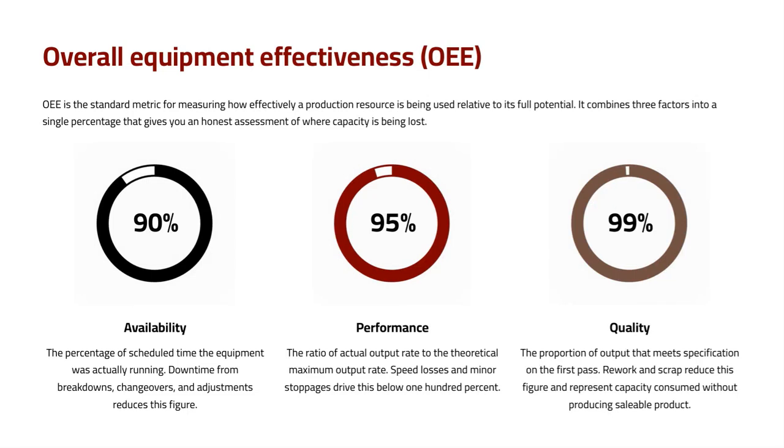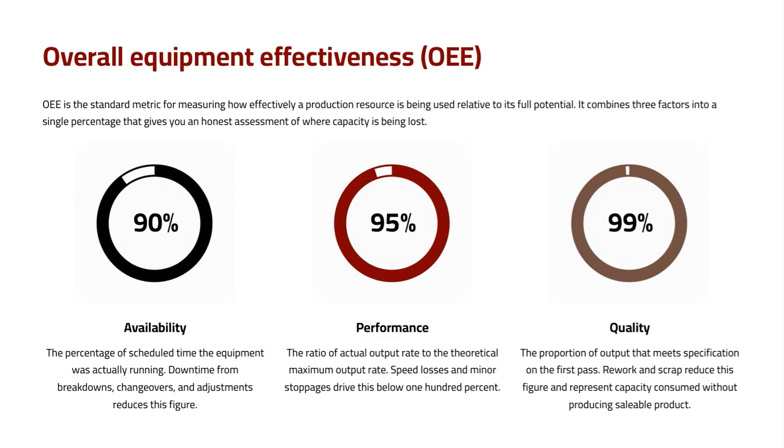Overall equipment effectiveness, or OEE, is our key metric for understanding how well a production resource is being utilized compared to its full potential. It combines availability, performance, and quality into a single percentage, giving us a clear picture of where capacity is being lost.